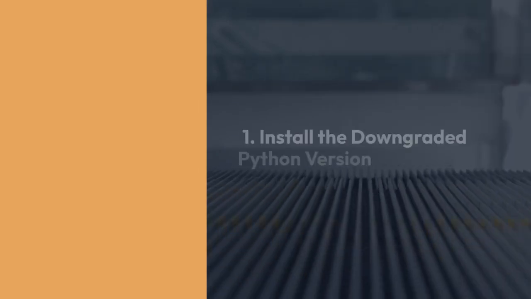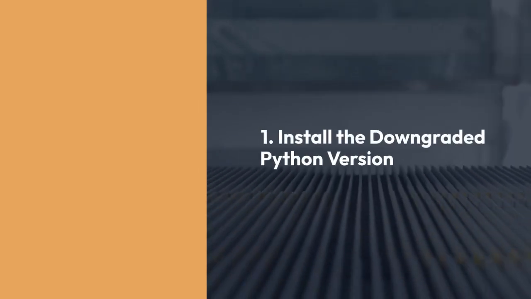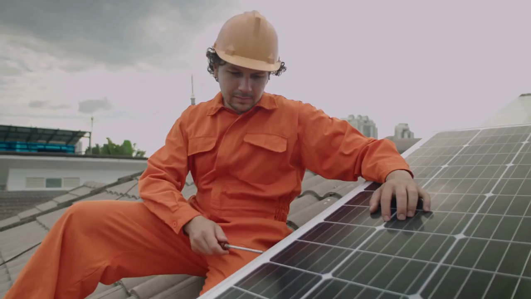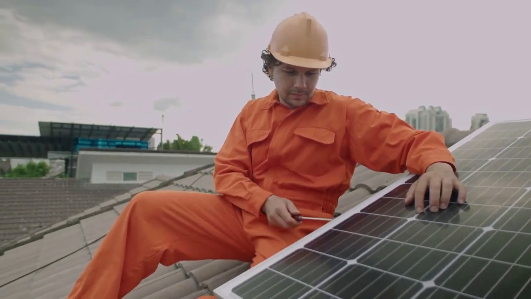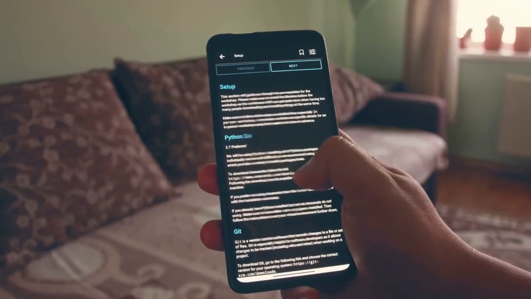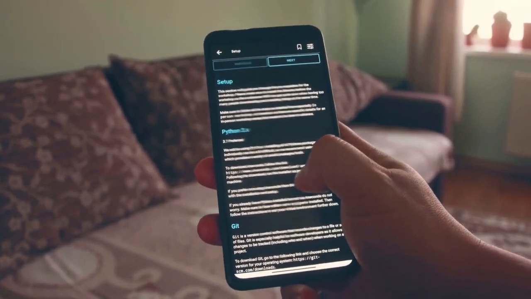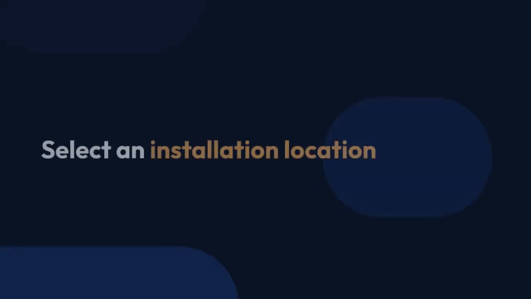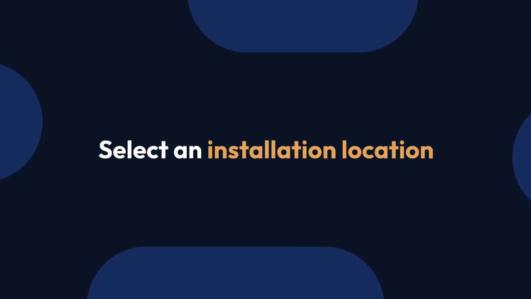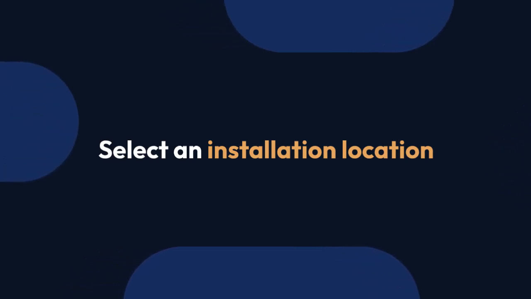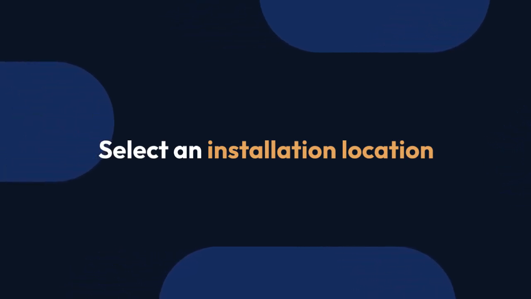4. Install the downgraded Python version. Run the downloaded installer. During the installation, make sure you do not overwrite your system's default Python installation. The installer should allow you to choose the installation location, ensuring it's not interfering with the already existing Python version on your system. Often, you will be asked to select an installation location. If it's not offered, choose the default location and make a note of it.